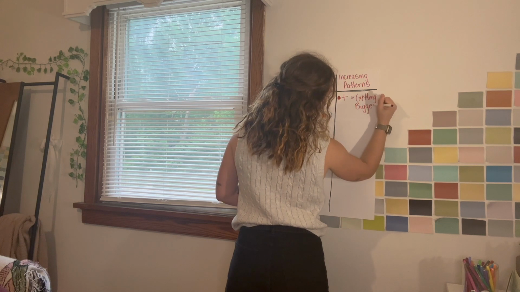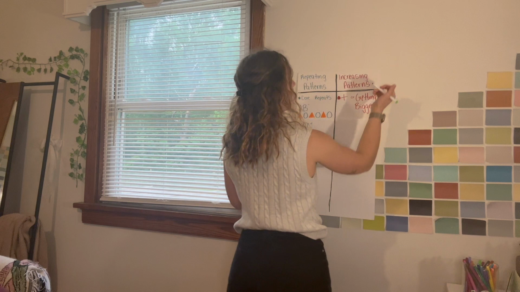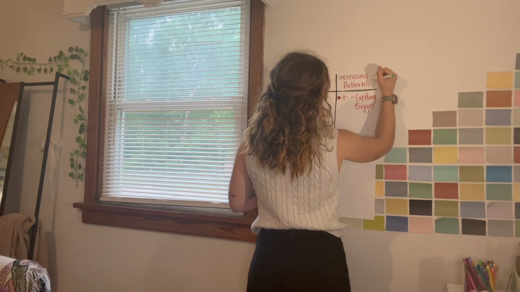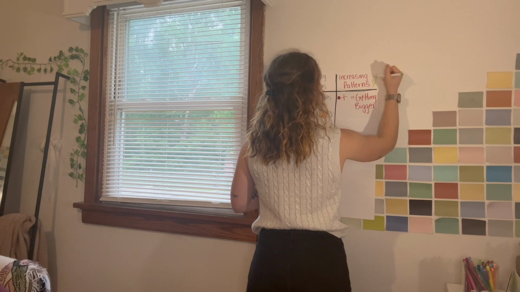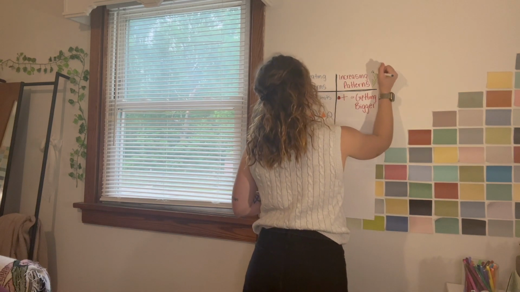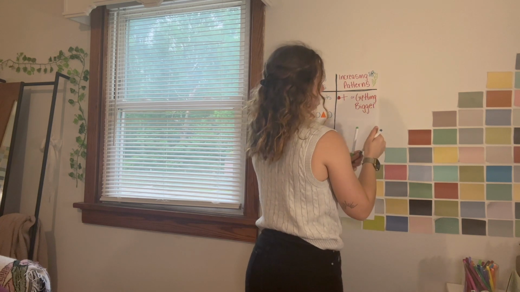I like to kind of think of it like a plant, right? As a plant grows, our pattern is increasing. So, good, draw a little plant. So you can remember, increasing pattern is a growing pattern that gets bigger.